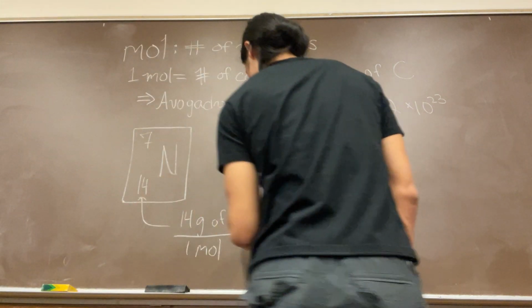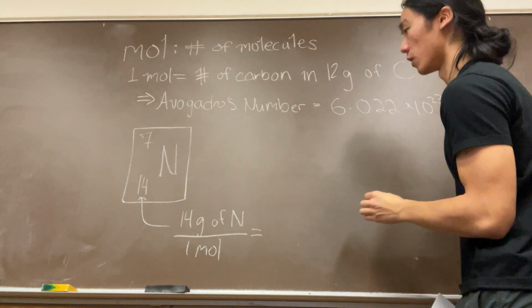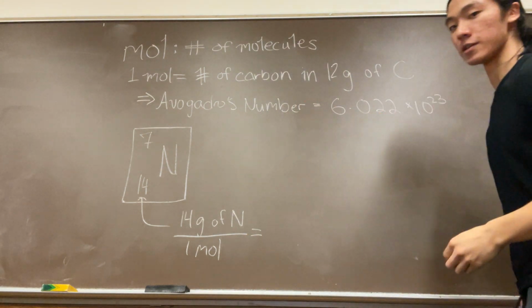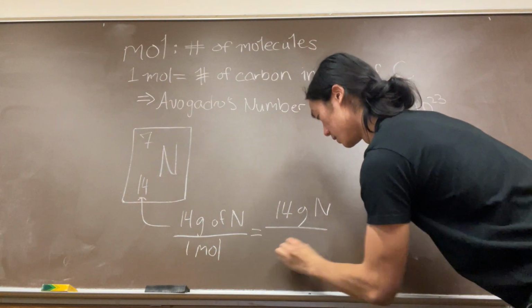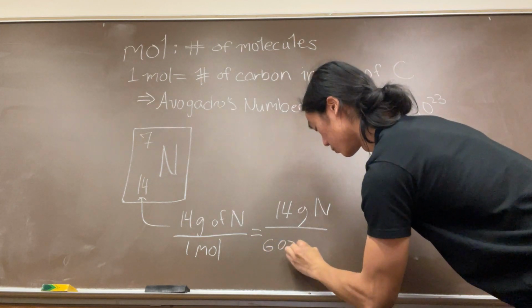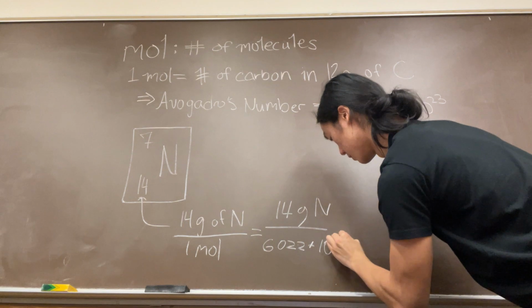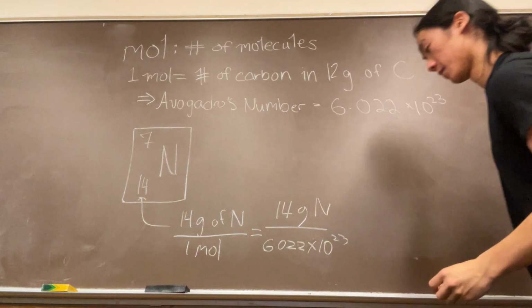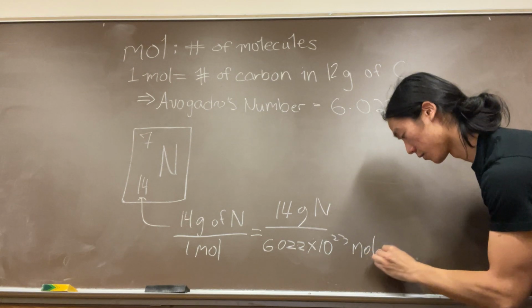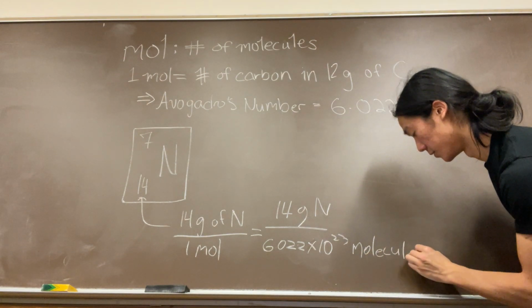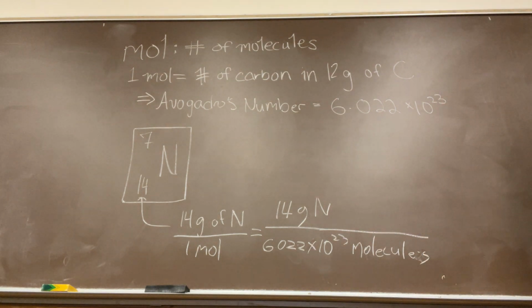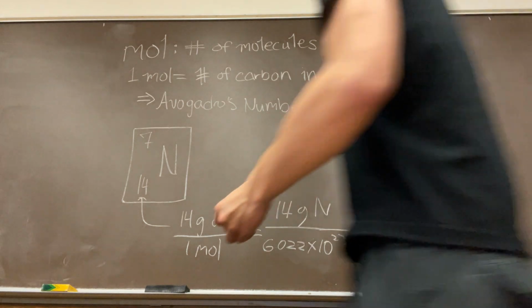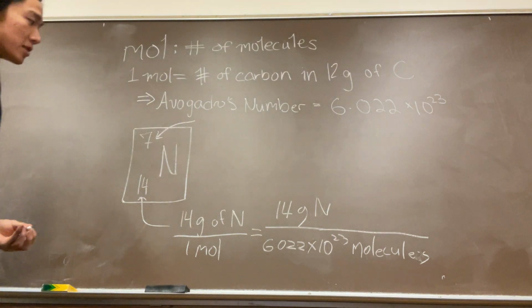Which also means the same thing, as we know that 1 mole is 6.022 times 10 to the 23. We know that means 14 grams of nitrogen is 6.022 times 10 to the 23 molecules of it. I'll call it a molecule even though it's an atom, just because you'll probably be dealing with molecules later. That's just one example. Oh, and then the 7. This 7 just means how many protons there are.